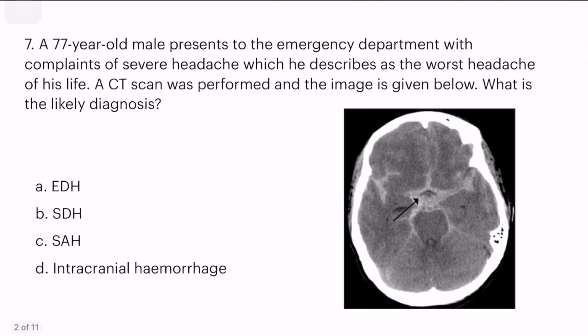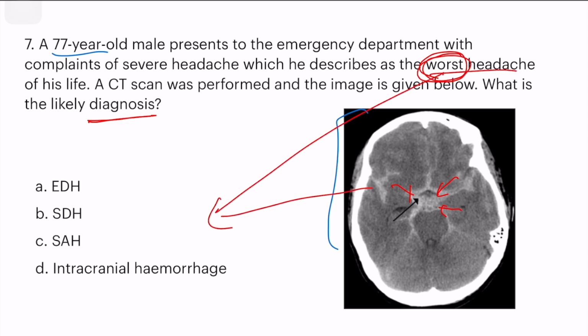Okay, now let's see about the radiology questions. So first, they've given a CT image, and the question says a 77-year-old male presents to the ER with complaints of severe headache, and he describes it as the worst headache of his life. So we should find out the diagnosis. We are able to see blood in the basal cisterns and the worst headache. Both of these point towards our diagnosis, which is SAH.